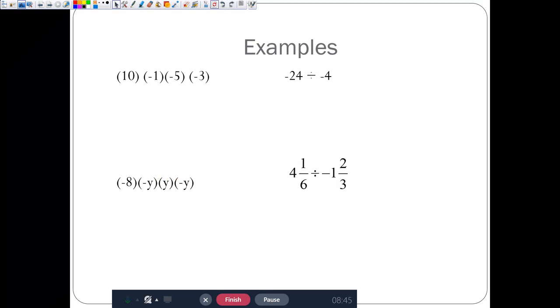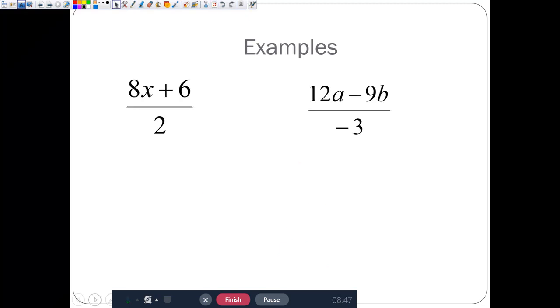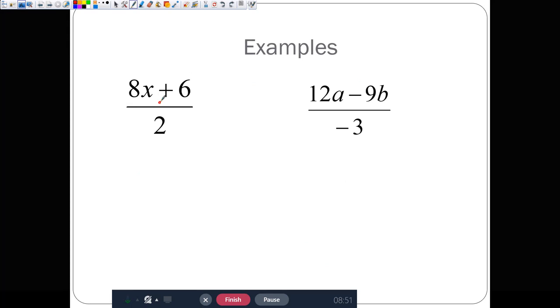Okay, let's try some more. So, if we have a fraction bar, it's like a division sign. However, the 2 needs to be divided by all numbers that are on top. So, we have no negative signs, so that's even. So that's going to be positive. So 8x divided by 2 is 4x. And then here we have both positive, so 6 divided by 2 is 3.